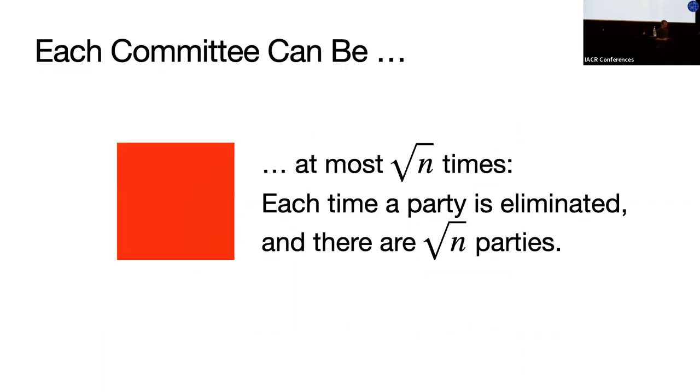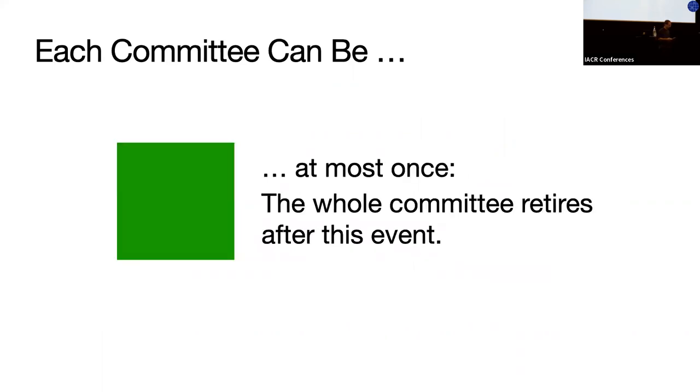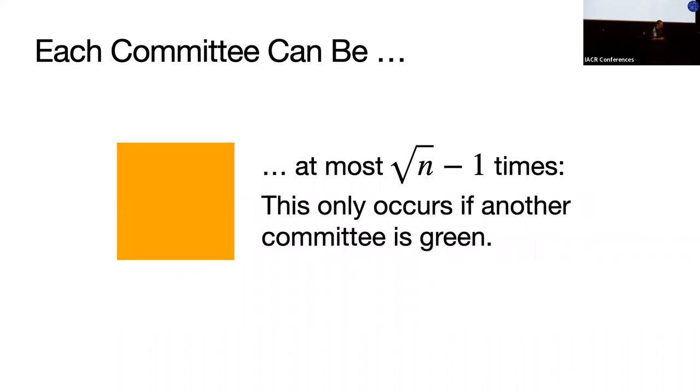So I claim that a committee can be red at most square root of n times, because every time it's red, one party from that committee is eliminated, and the committee only starts with square root of n parties. I claim that every committee can be green at most one time, because after this event happens, the entire committee retires and doesn't interact again. And I claim that the committee can be yellow at most square root of n minus one times, because this event only occurs when another committee is green, and there are only square root of n minus one other committees, and they can all only be green once.